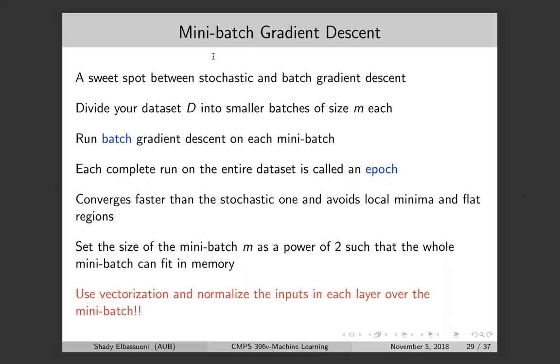An important thing when training neural networks is to use vectorization and normalize the inputs in each layer over the mini batch. So you're doing the normalization that we talked about before over the mini batch, not over the whole training set, but over the mini batch that you're currently training on. And use vectorization, meaning that you have things as matrices and vectors over the mini batch to make the training quick, because Python is very powerful when it comes to vector operations.